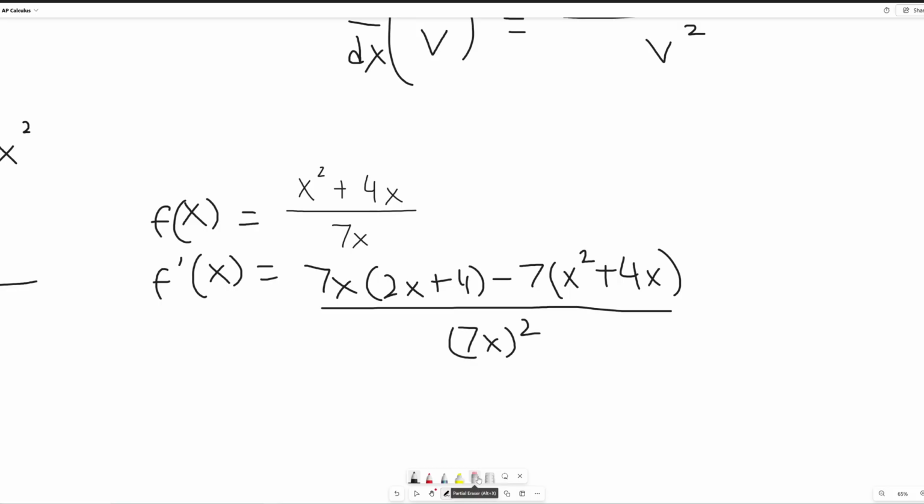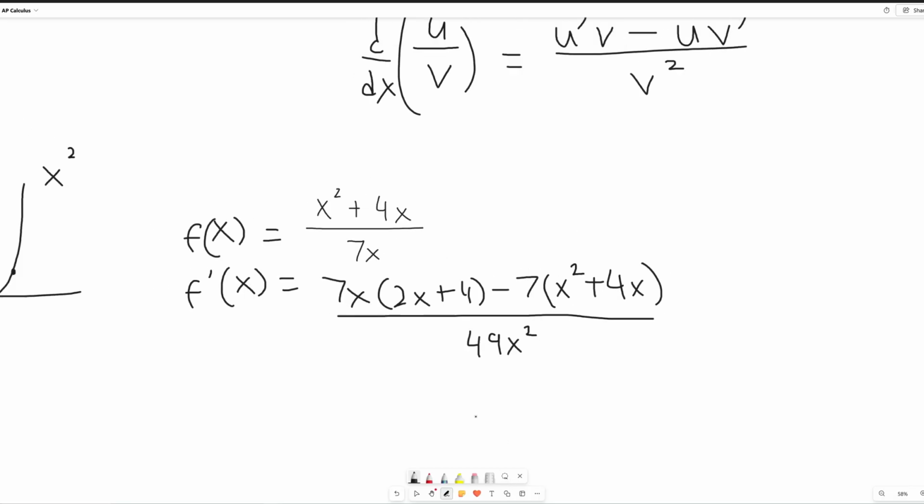This would be a valid, complete answer. If you wanted, you could turn this bottom part into 49x squared, which you might see on the AP test on a multiple choice answer. Or they could distribute. But either way, it will be the same thing. And that is how you use the quotient rule.